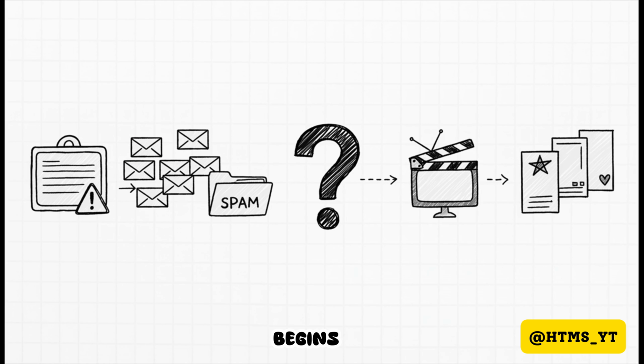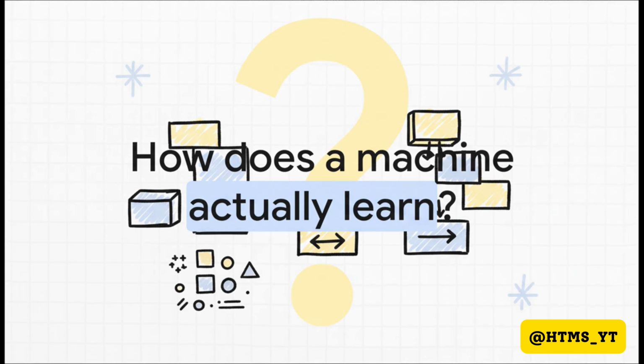Well, it actually begins with something you probably see every single day. You know that moment when your email client just knows to put a weird message in the spam folder? Or when a streaming service recommends a movie that you actually end up loving? Yep, that's machine learning working behind the scenes. But how does it know what to do? That's the billion-dollar question, isn't it? How does a machine learn anything?